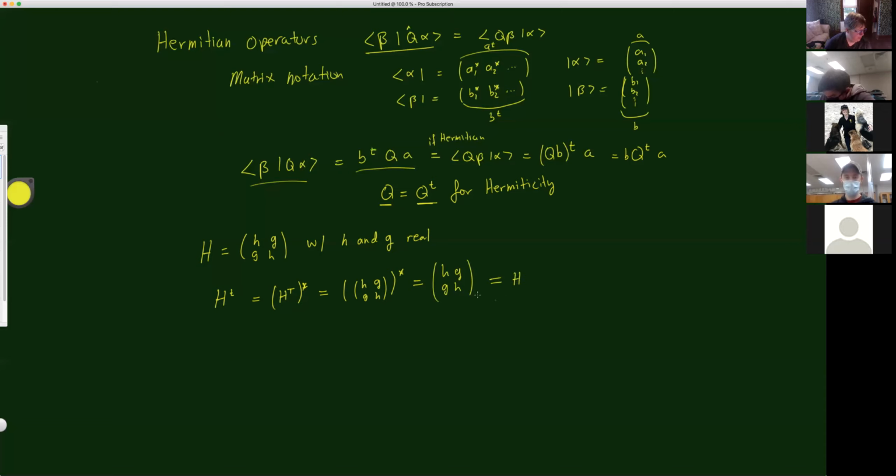Yeah? Let's try another one. Let's try an operator T whose matrix representation is 1, minus i, 1 plus i, and 0. Okay? So what do you think? What's your guess? Is it Hermitian? Yes. Okay, Jackson says yes. Tyler's not sure. Okay, why don't you do these operations and see what happens.